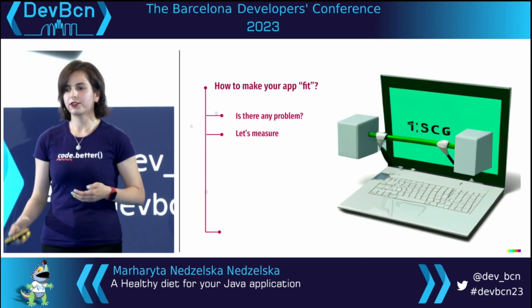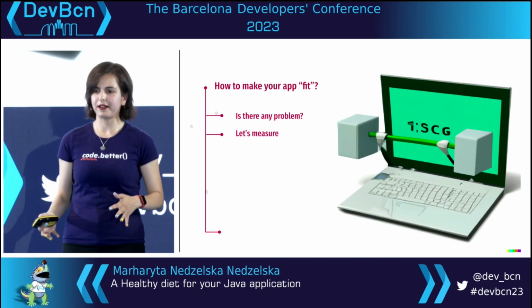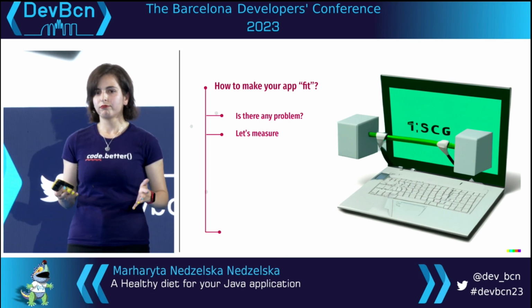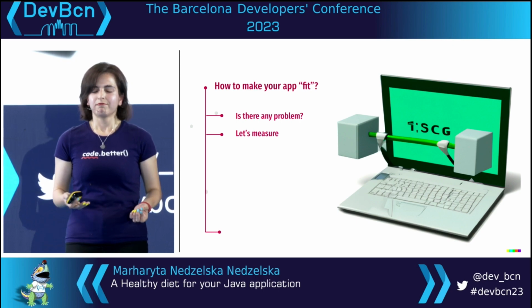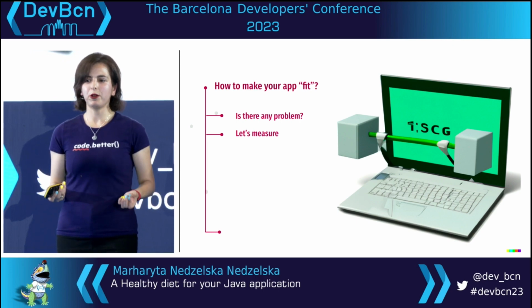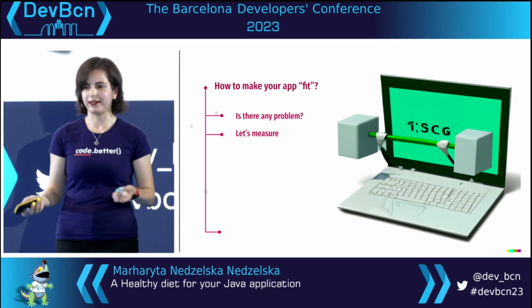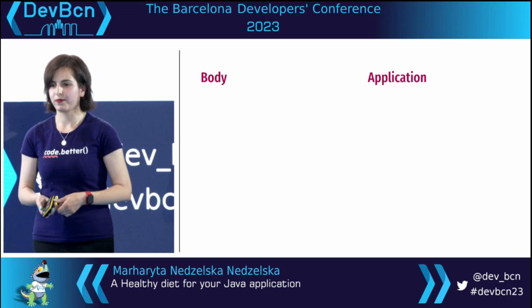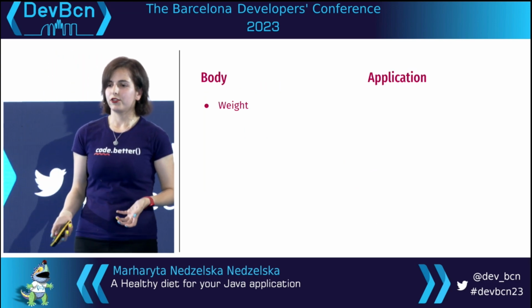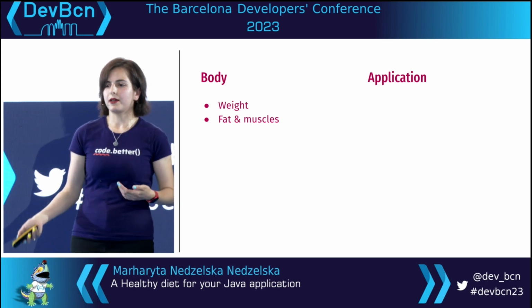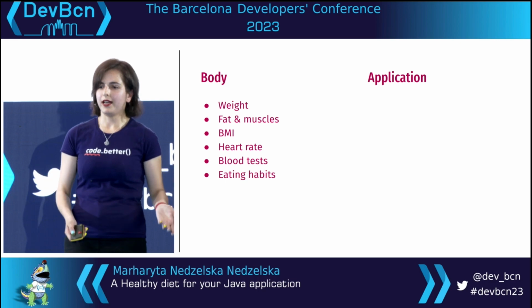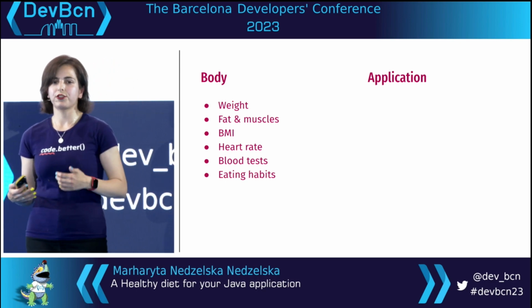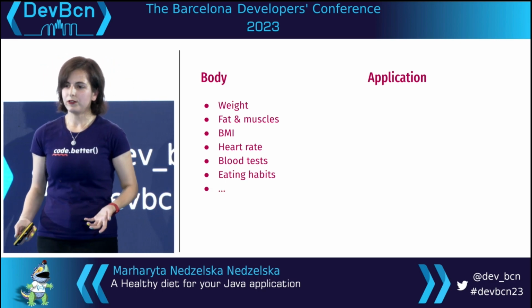Okay, we learned how to identify whether there is any problem or no. Another point is how big is the problem? And we cannot know how big is the problem until we measure. So the next step would be to measure. When we're talking about the body, usually it's weight, fat, muscles, BMI, heart rate. You can do some blood tests. You can record your eating habits, and so on.